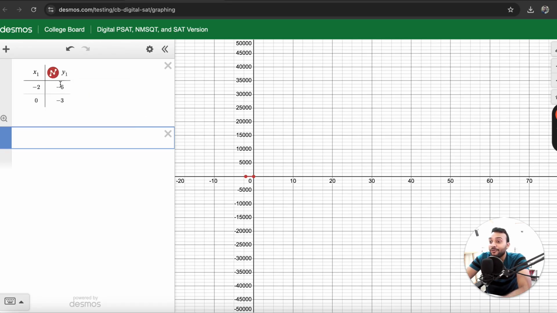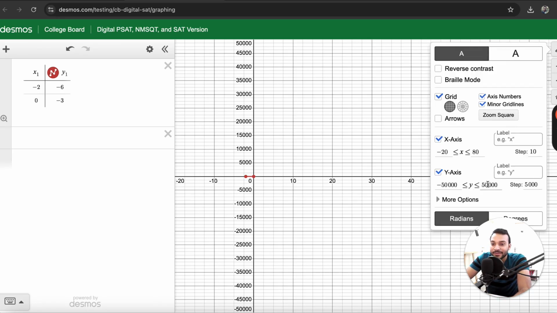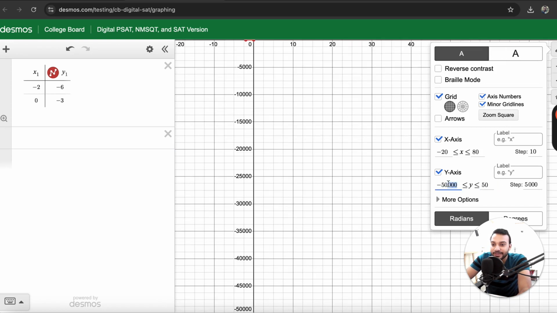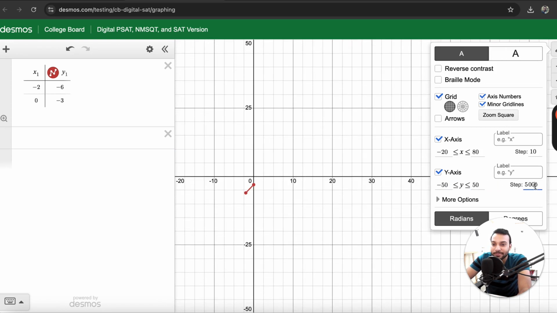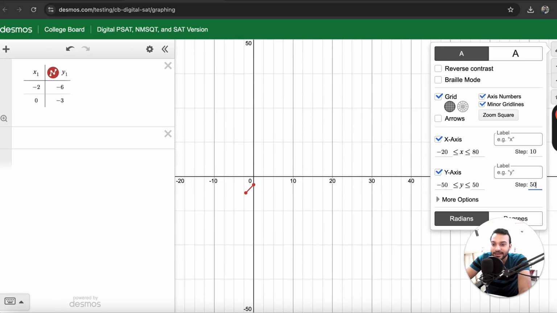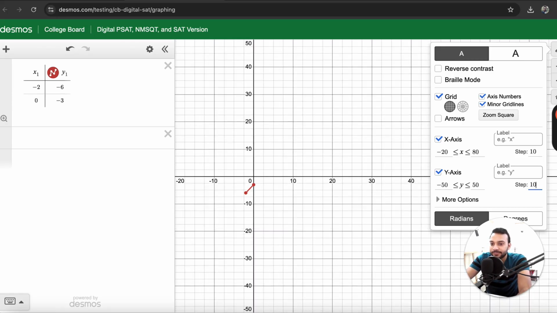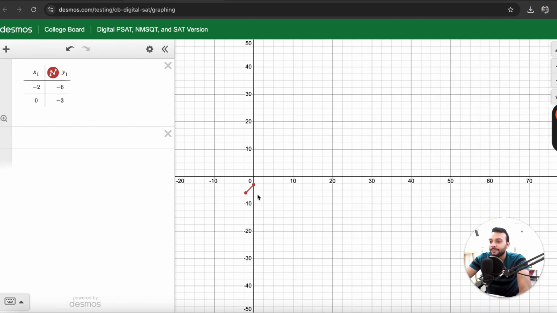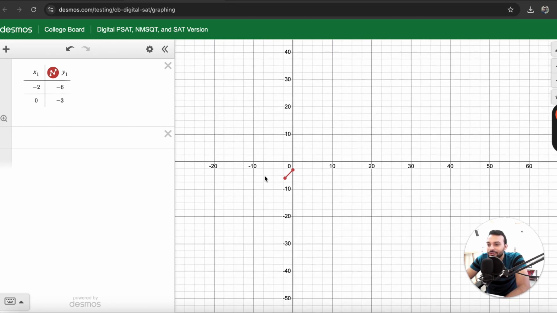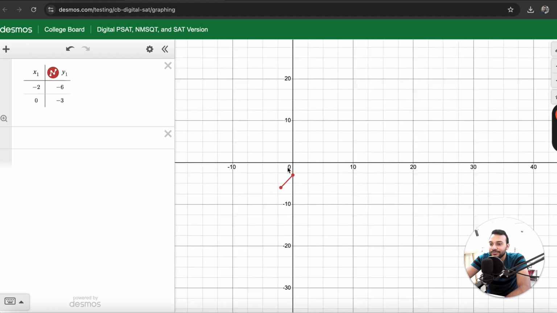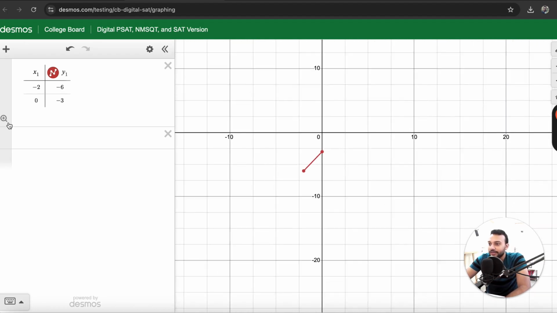Okay, and before that I need to correct the axes. Let's make the axes normal. So y till 50 and negative 50 with the step at, let's say 10 or 5. Okay, so these are the points joined here. As you can see, I'm just zooming it in. Okay, now we need to form the equation, and then at the end we'll compare that equation.